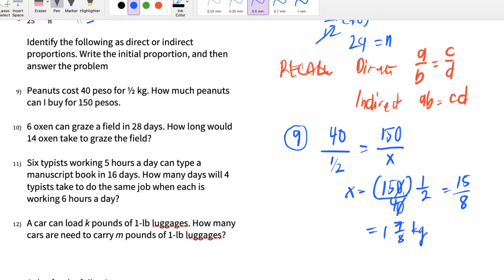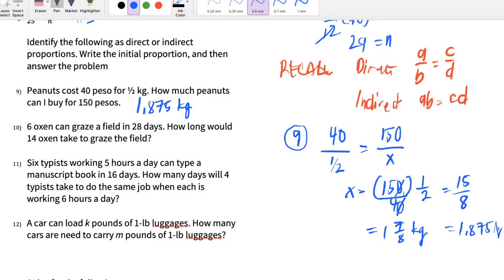Okay. How much peanuts can I buy for 150 pesos? 1.875 kilograms of peanuts. Number 10. 6 oxen can graze a field in 28 days. How long would 14 oxen take to graze the field?